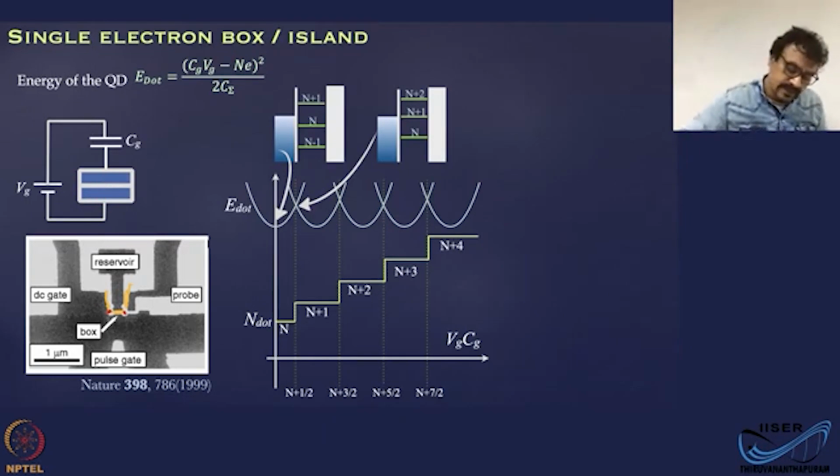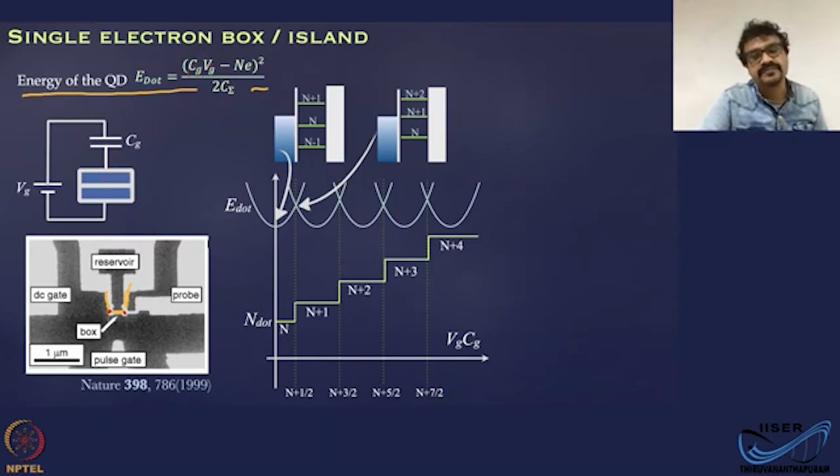So the total electrostatic energy of this island is given by this expression, where Ne represents the discrete number of electrons present and CGVG represents the induced charge. This is of the form Q squared by 2C sigma. That is the charging energy, or the electrostatic energy of the quantum dot with an effective total charge of CGVG minus Ne. Cg is the capacitance of the gate and Vg is the voltage.